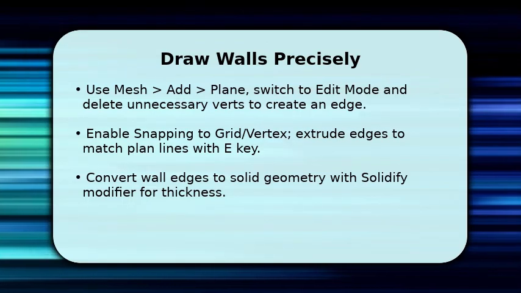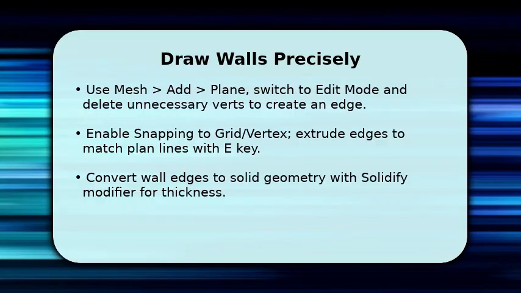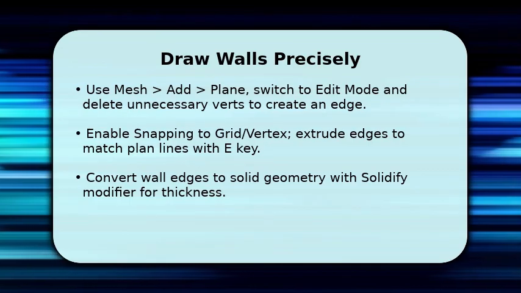This preserves topology. Use loop cuts sparingly for interior partitions, and apply Boolean only when needed to create door openings. As you proceed, check dimensions with the measure tool to ensure each segment matches the original plan.